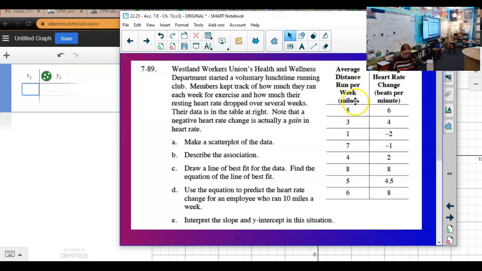So then we have. Well, what are we trying to predict? Miles or beats per minute? So, guys, here's the pro tip. You can do it either way, but if you know what you're trying to predict, make that your Y. So, if we're trying to predict heart rate change, let's make that our Y. So this table's set up nicely, X, Y. Go ahead and plug this data in.